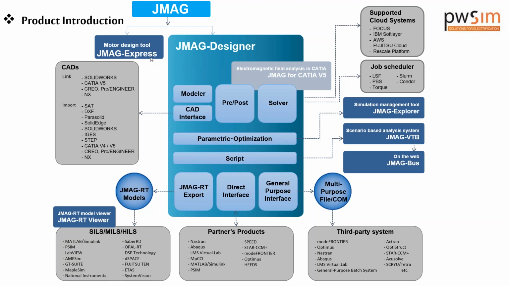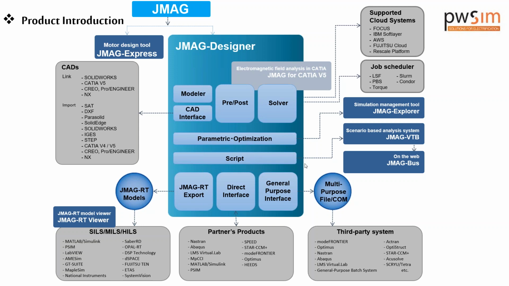JMAG Express also supports parametric optimization, but with some restrictions. But in Designer, you have full-fledged parametric optimization available. You can write down your equations and whatnot. You can do the scripting using Visual Basic. You can use Python, and you can script your own code here.